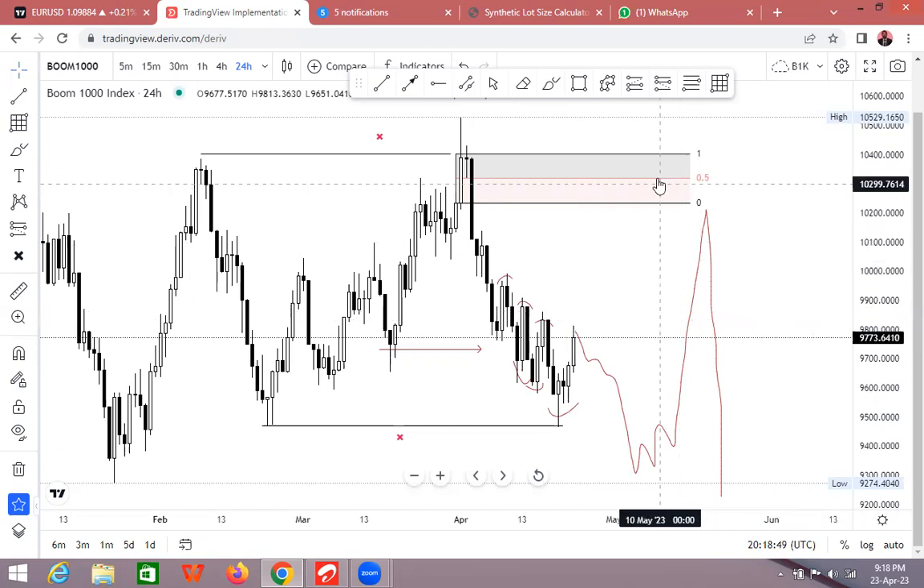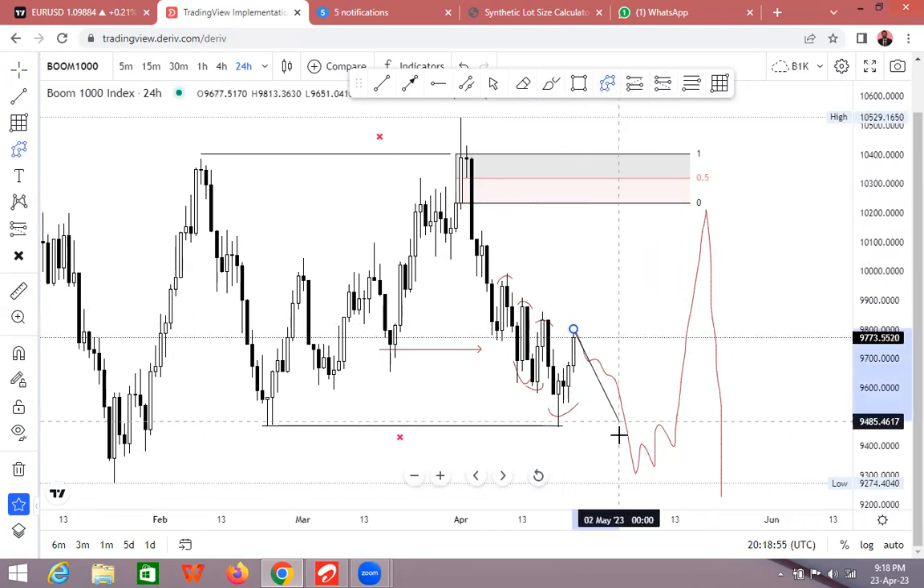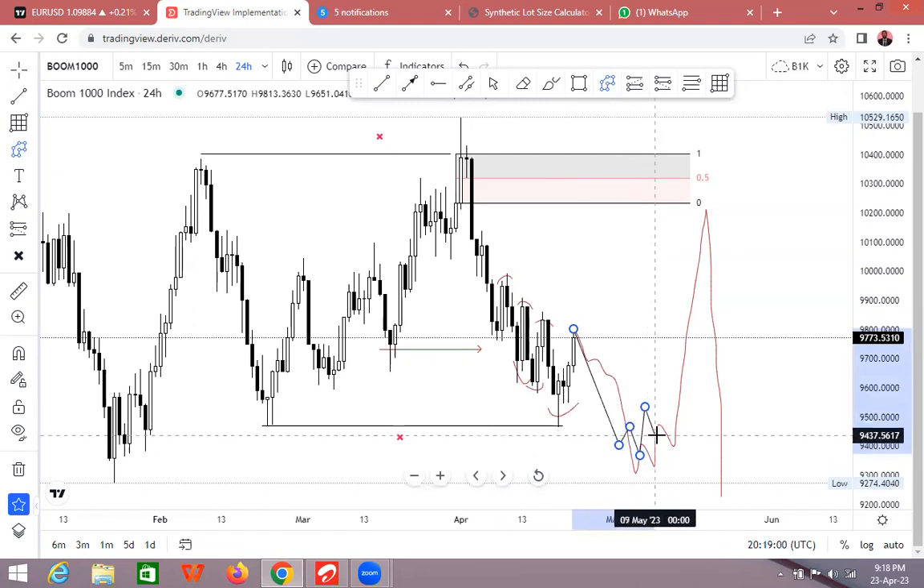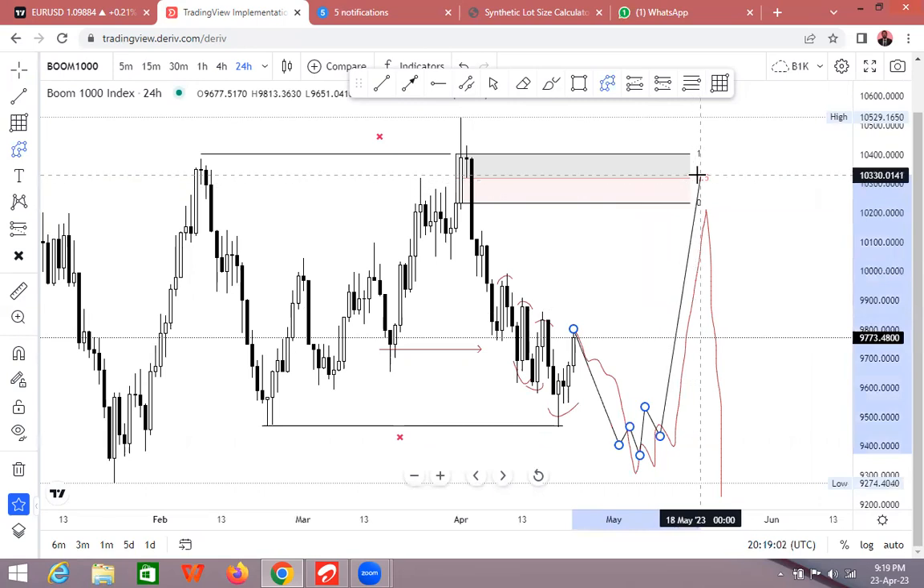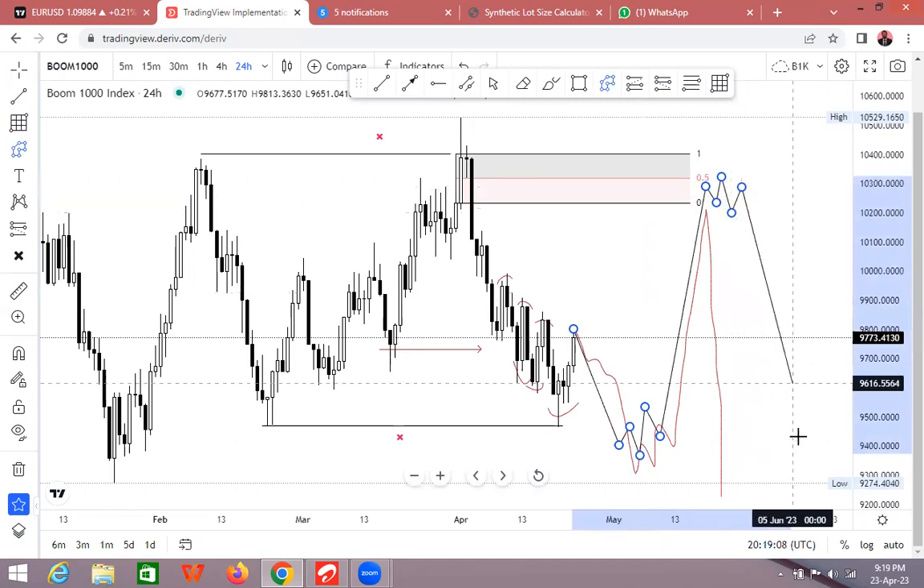So price might just come here. If price does not go down from here to capture this low, as I'm anticipating, maybe price capture this low, then we get this formation here. Then I'll be looking to buy to this 50%. To buy to this 50%, I'll be looking for this formation so that we can sell down.